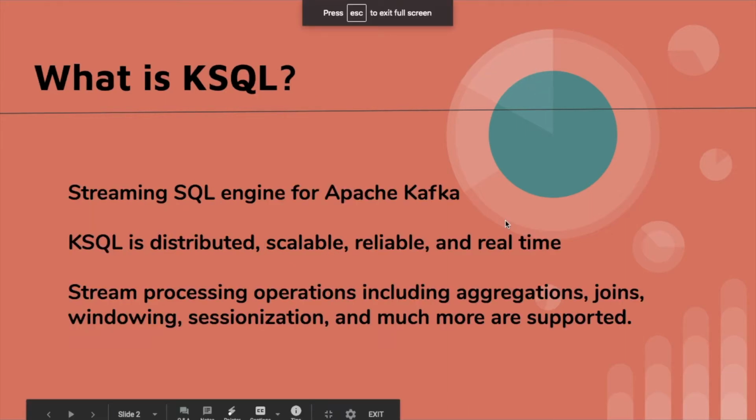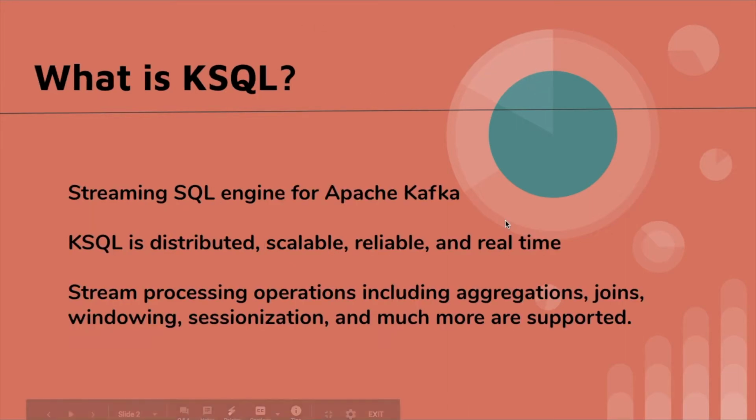Okay, so what is KSQL? KSQL is a streaming engine for Apache Kafka. Before coming to this, let's understand what is a stream. A stream is an unbounded continuous flow of records. For example, the events that we get from mobile applications or from IoT devices are unbounded and continuous in nature. So those events we can call streams or data streams.